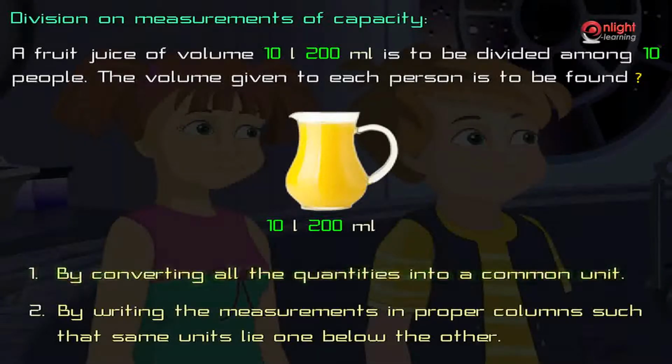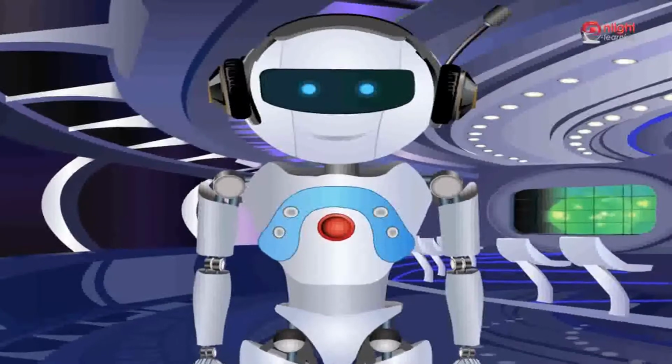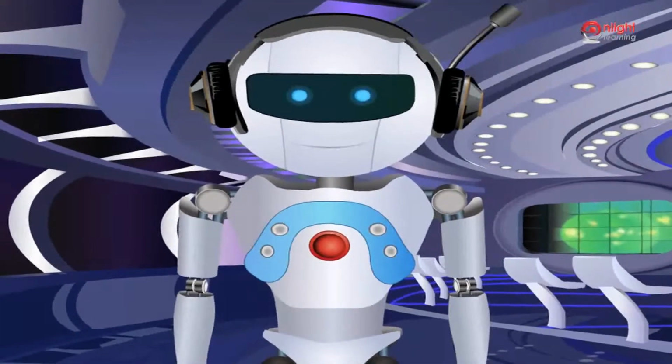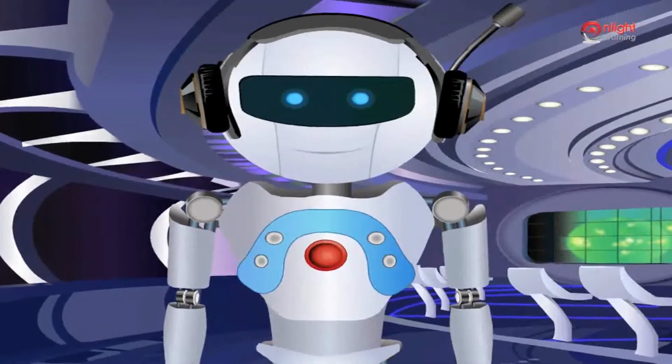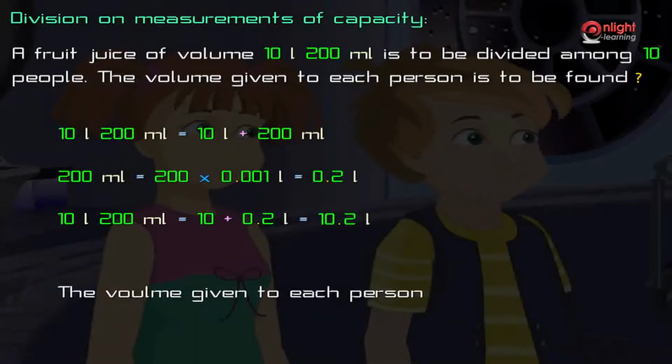Let us first employ the method of expressing in common units to solve this problem. In this method, all the quantities are expressed in a single unit. Let us express in liter. Hence, expressing volume of the fruit juice, 10 liter 200 milliliters is equal to 10.2 liters. As all the quantities are expressed in a common unit, we can divide. The volume given to each person is equal to 10.2 divided by 10, which is equal to 1.02 liters.